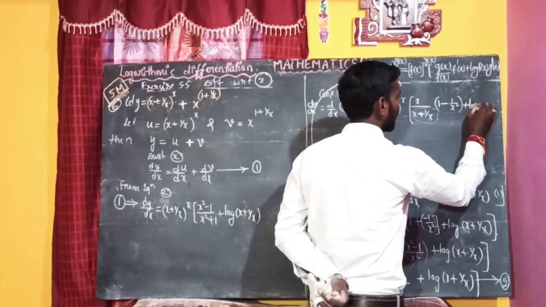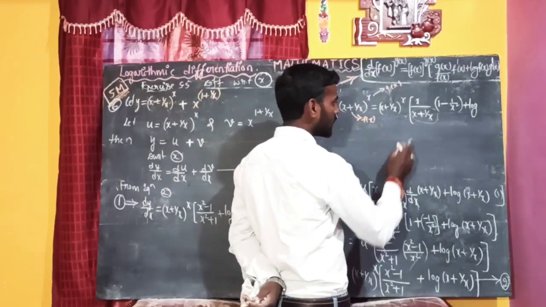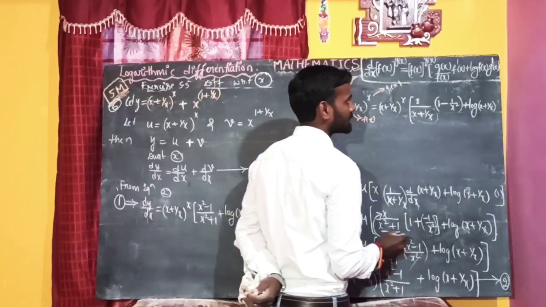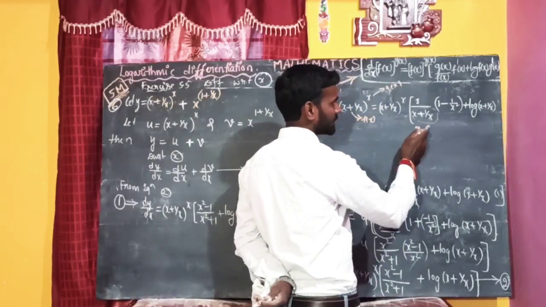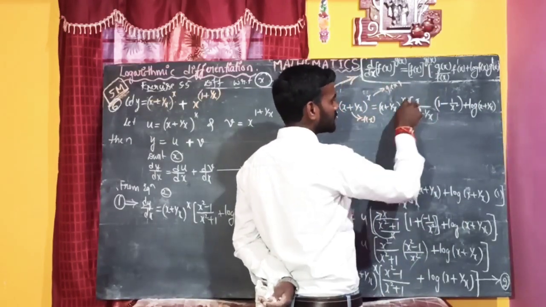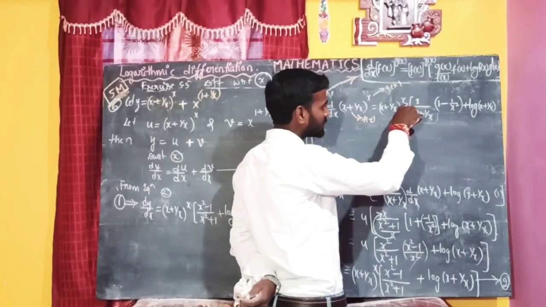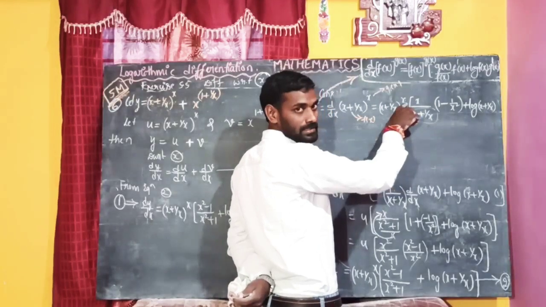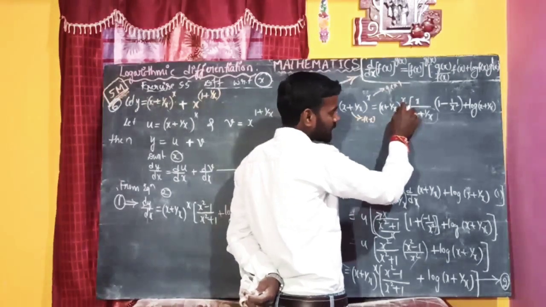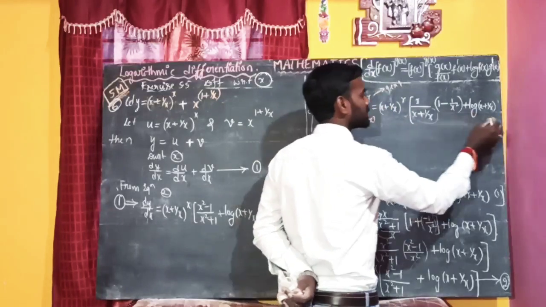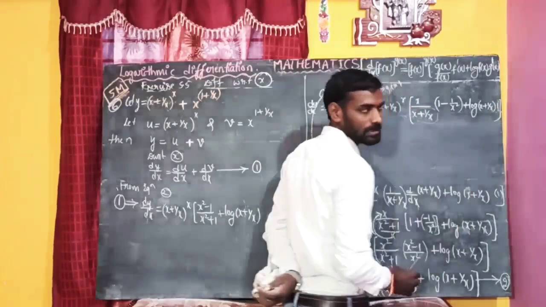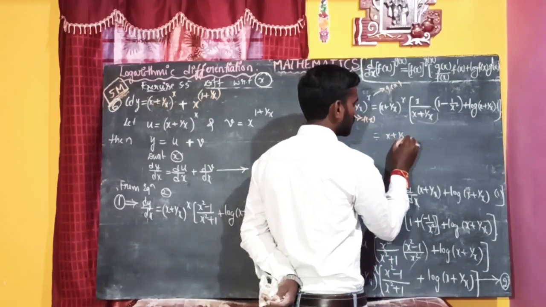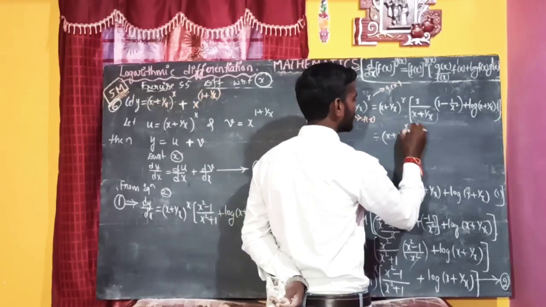Plus log of f of x means (x plus 1 by x) into g dash of x, that is, the derivative of g of x. Into the derivative of g of x is g dash of x, that means into the derivative of this x. The derivative of this x is 1, with respect to x. Now observe guys, just one step to simplify and you will get the answer.